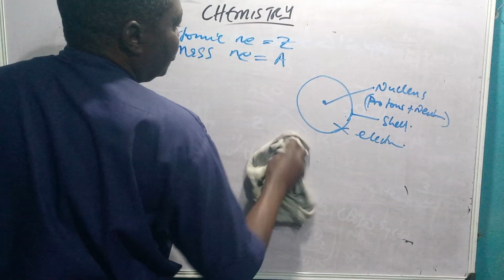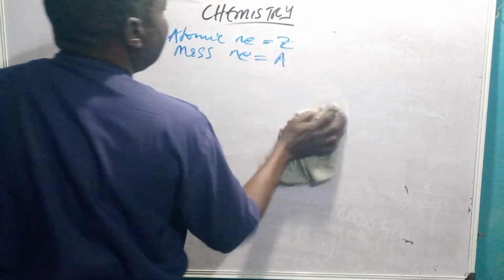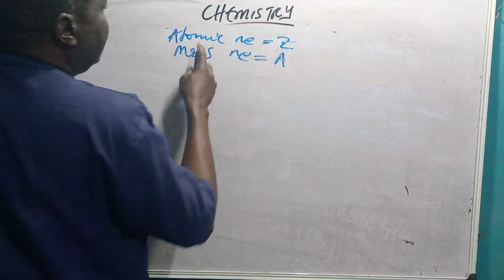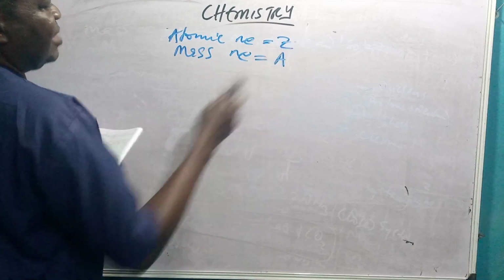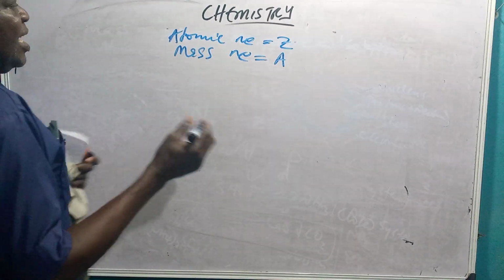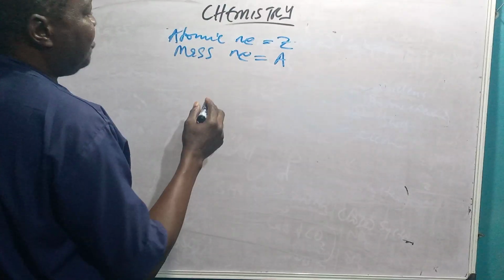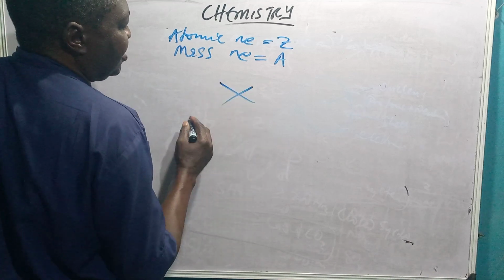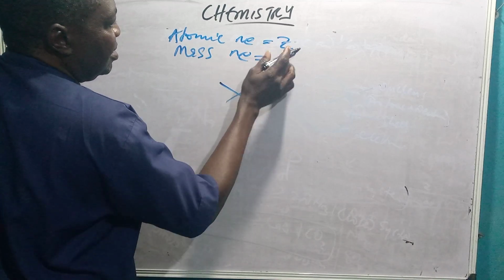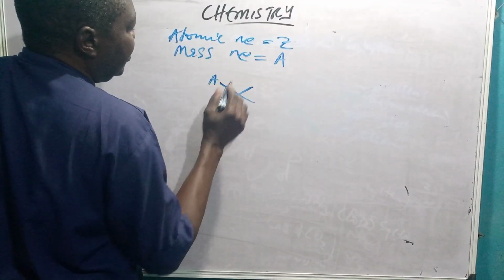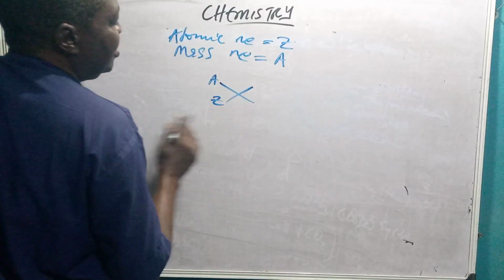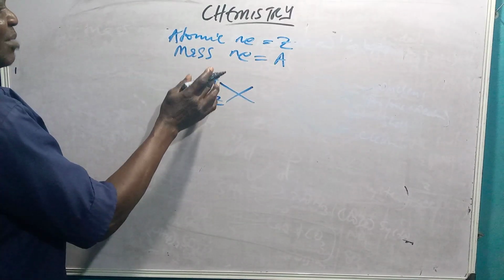So let's do the work of the day. Like we said, atomic number can be represented with this symbol, while the mass number is represented with the other symbol. Now, if you have an element, you can introduce this by calling this A and calling this Z, showing that you have indicated the mass number and atomic number.